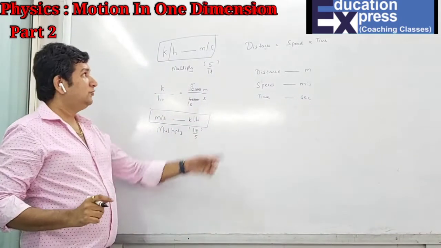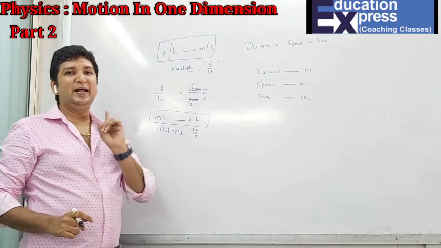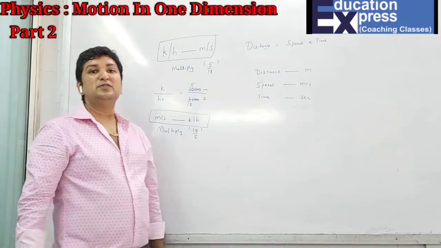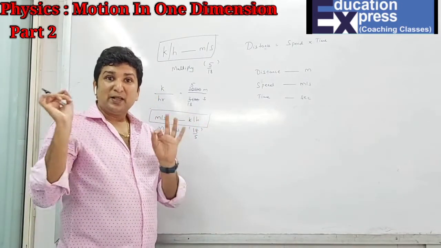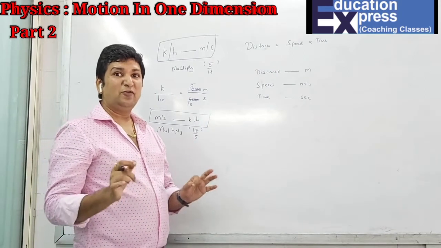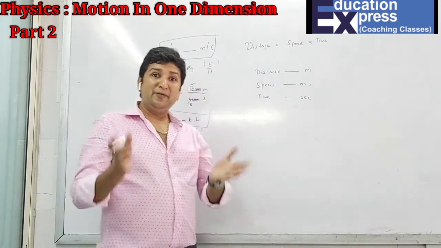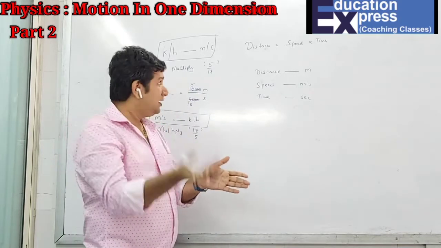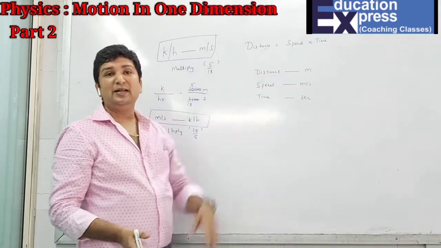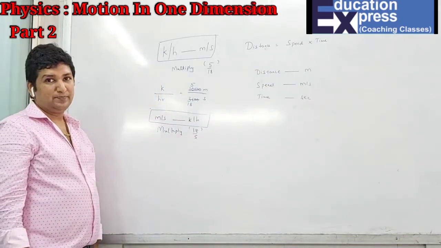One more thing to note, whenever they say distance in a specified direction, then that distance becomes displacement. What is the difference? I've told you that distance may not mention direction, but if any distance is along with the direction, then that distance you can write as displacement.